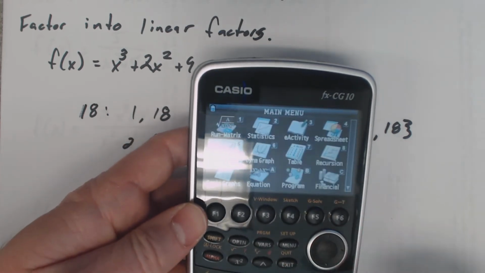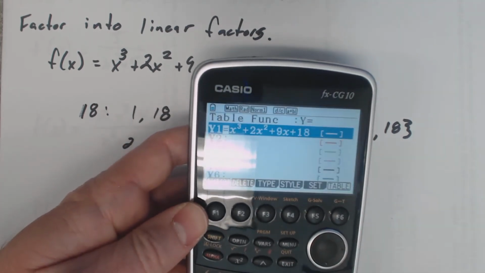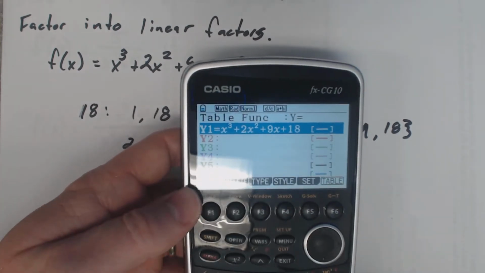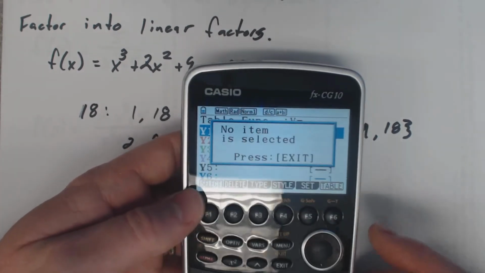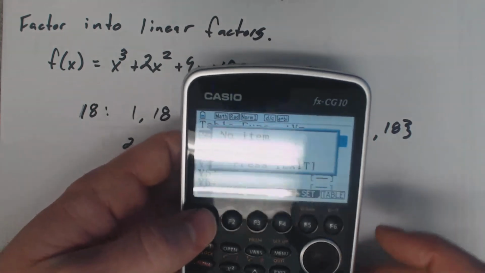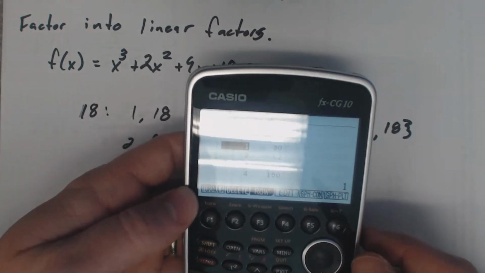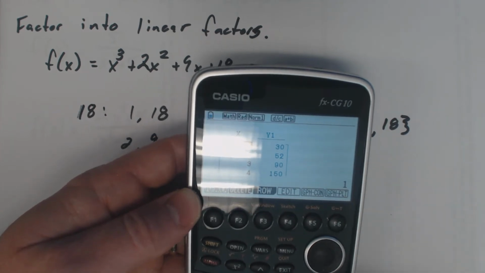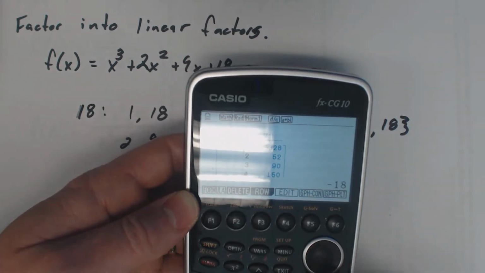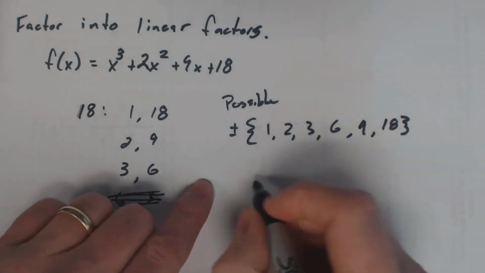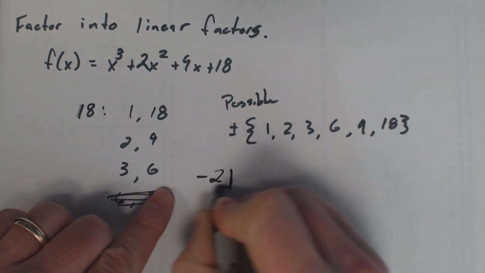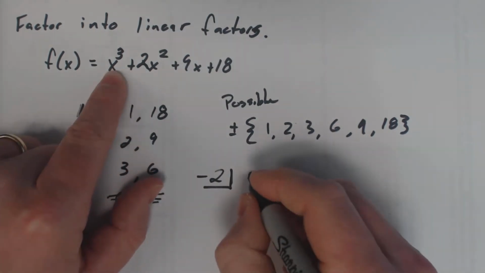Or you can go to your table. On my calculator, if I go to the table, I can just ask it. 18, oh, that's not a zero. -18, that's not a zero. So the only thing I find is -2. So let's do -2 on this guy using synthetic division.